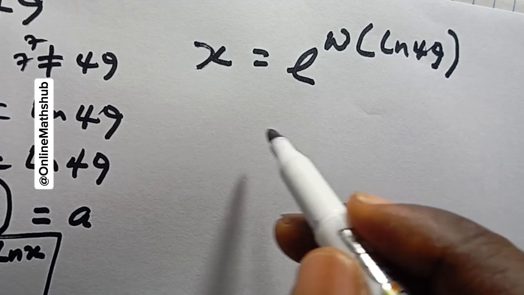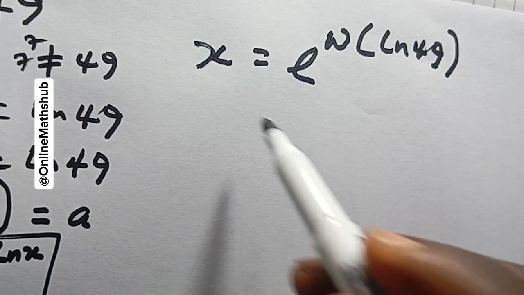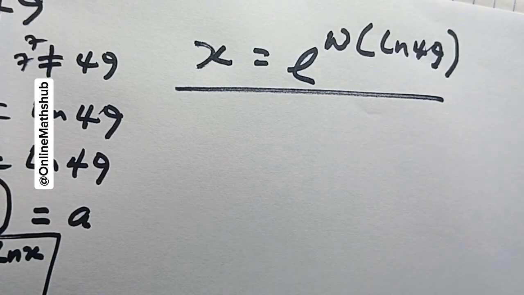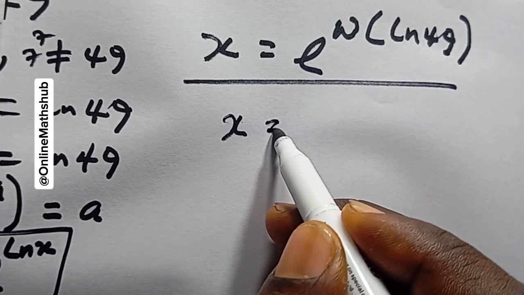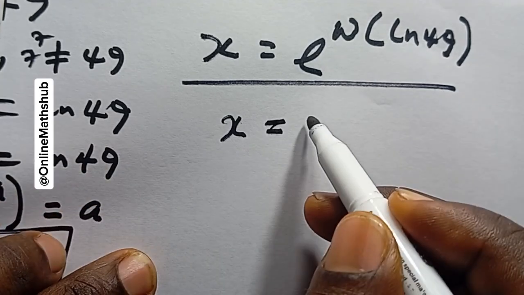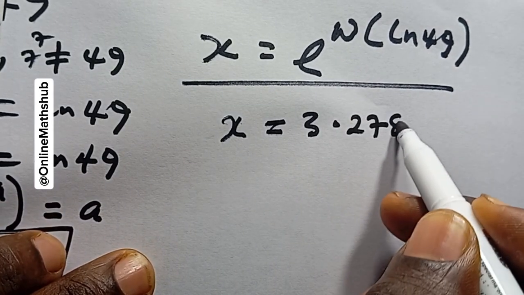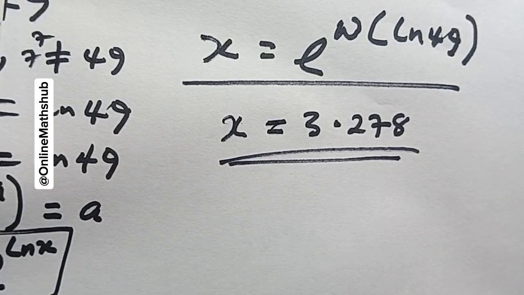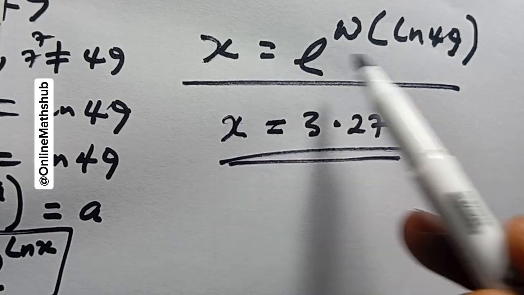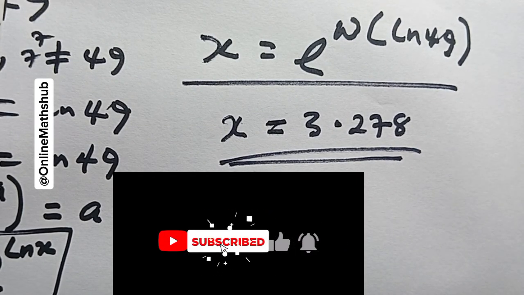You just need to go over to wolframalpha.com to compute this. And of course, when you do that, you'll find out that approximately x will be equal to 3.278. So this is going to be the approximate value of x when you compute this there at wolframalpha.com. So basically, that is how you solve this.